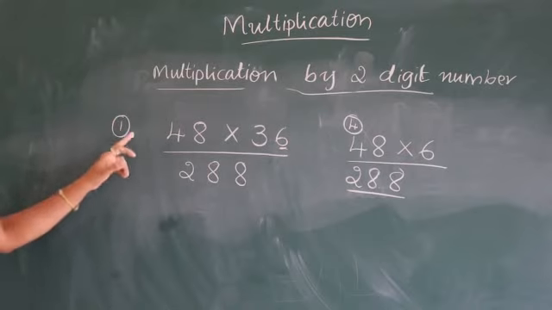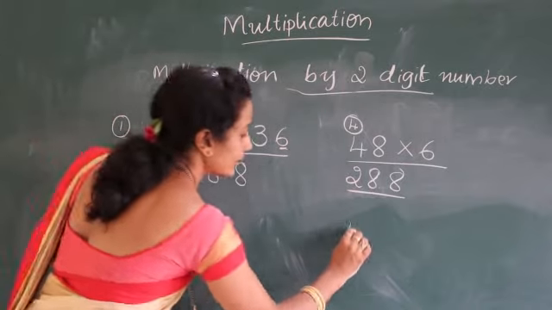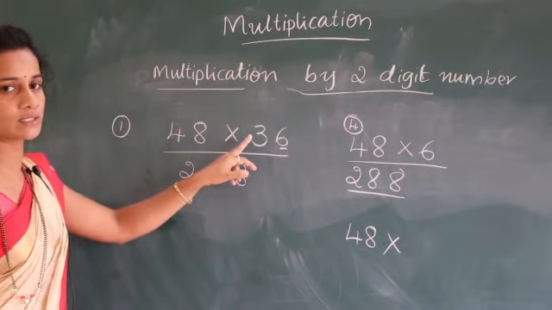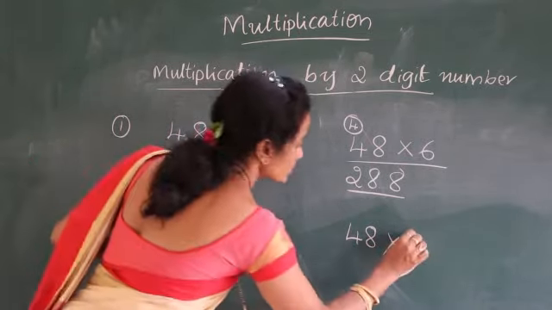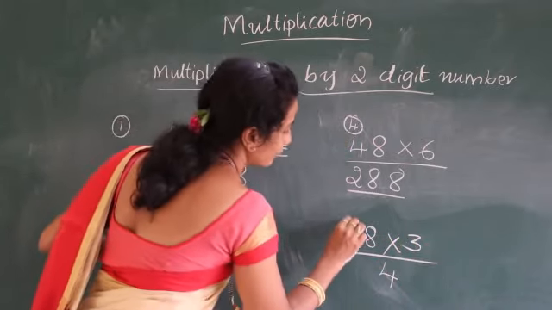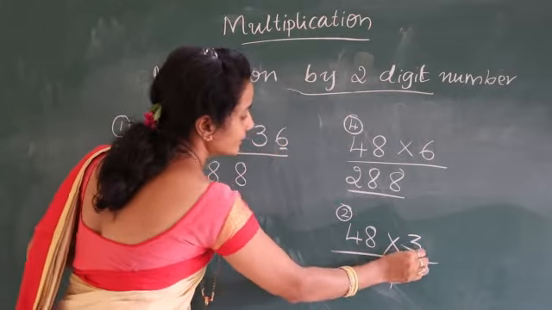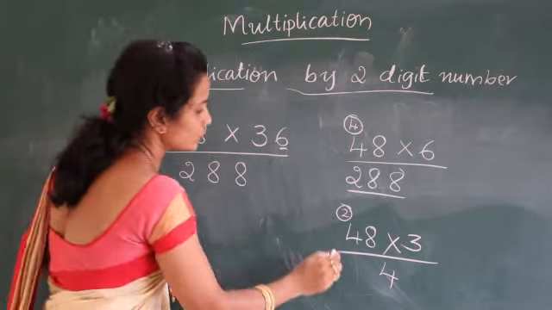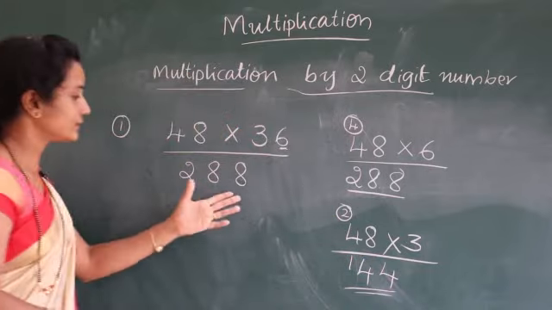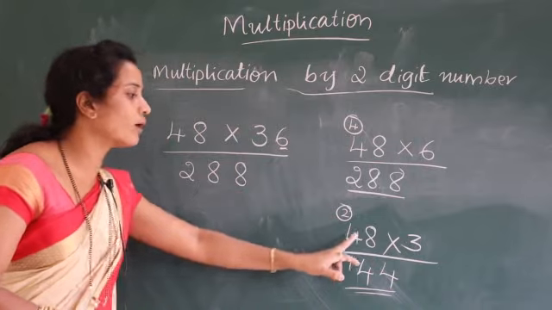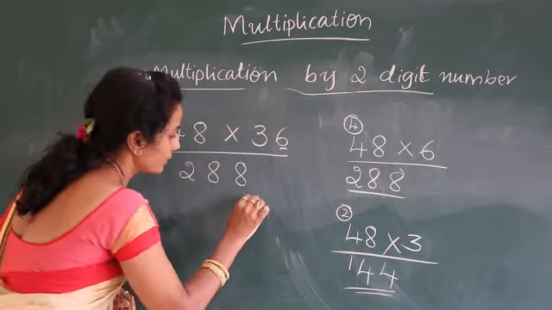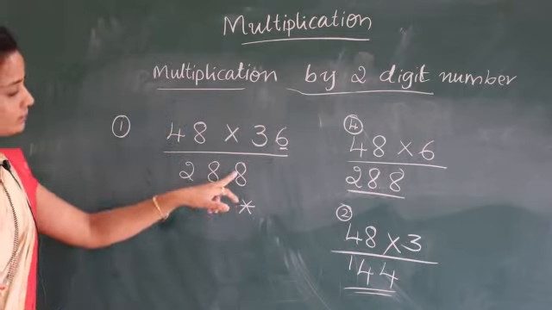What I got as the answer here, I will write here. The next step is, again I have to multiply this multiplicand 48 by the tens place of the multiplier, that is 3. So now multiply. 3 8s are 24. 2 is carried. 3 4s are 12. 12 plus 2 is 14. Now before writing the answer here, please note we have multiplied by the tens place. So the answer you should write below the tens place, not below the unit place.